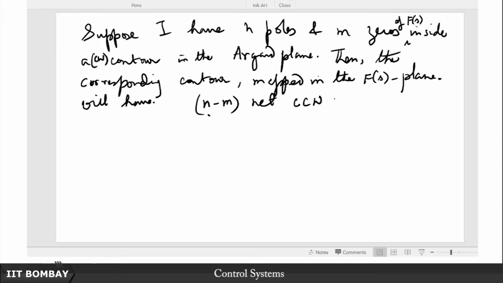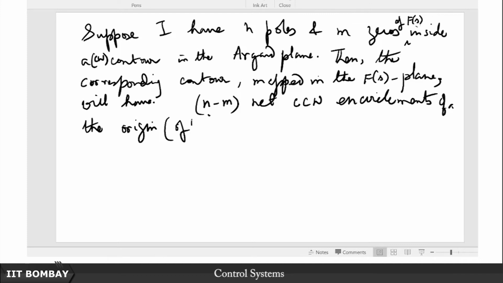In that case, there will be a net n minus m counterclockwise encirclements, so the corresponding contour mapped in the Fs plane will have n minus m net counterclockwise encirclements of the origin of the Fs plane. Yeah, you are mapping it in the Fs plane, so it is the origin of the Fs plane.